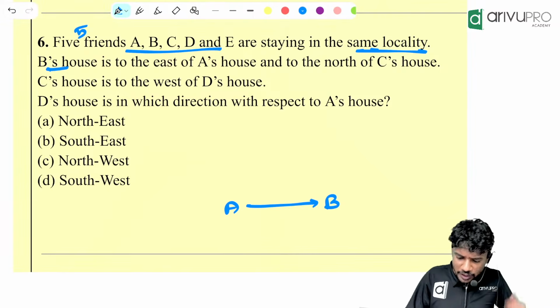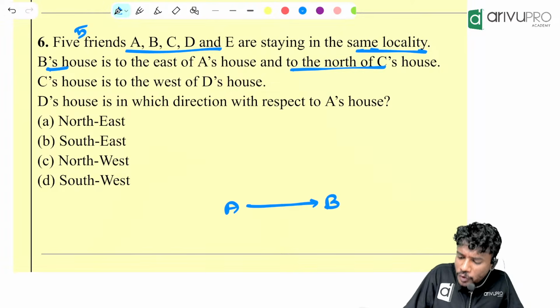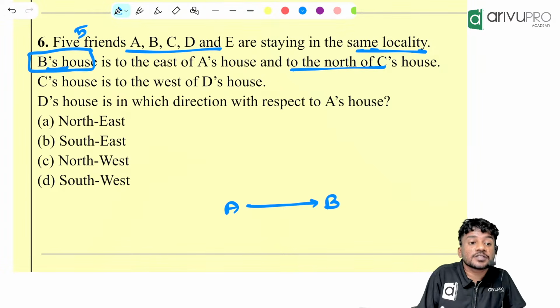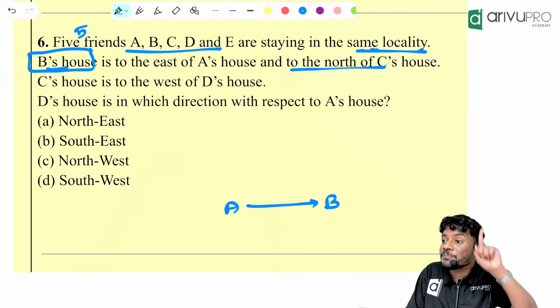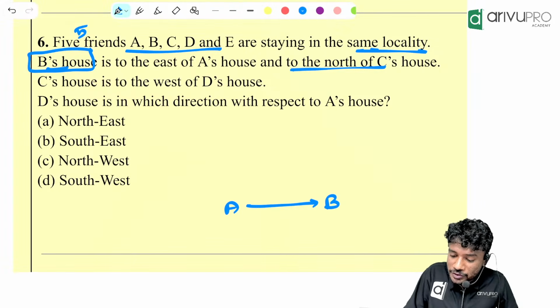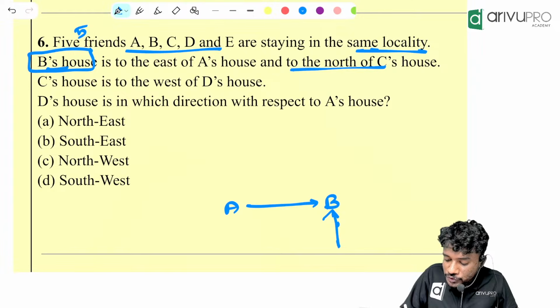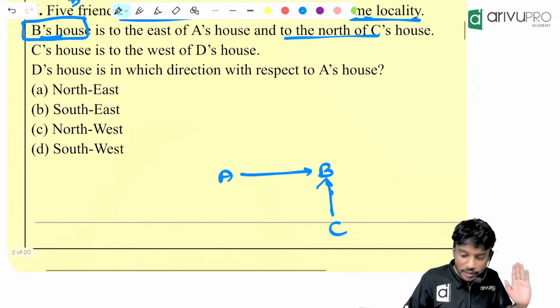The east direction. Then, and to the north of C's house. Whose house? First person. Whenever "and" is coming, we are talking about the first person. B's house is to the north of whose house? C's house. First drawing is completed.